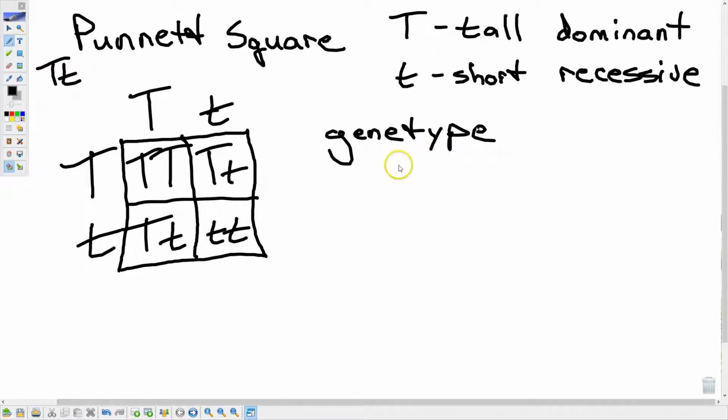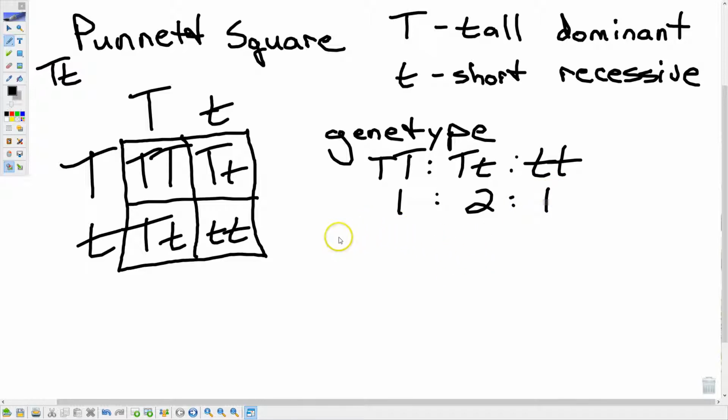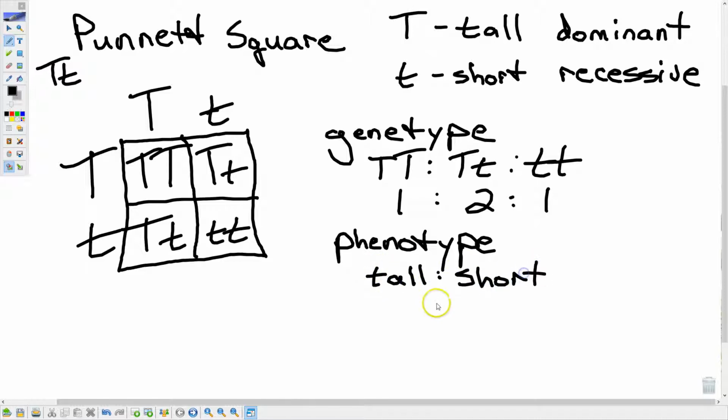So, if we now look at the genotypes, what is the ratio? And ratios are simply numbers. What is the ratio of homozygous dominant to heterozygous to homozygous recessive? The ratio is 1 to 2 to 1. The phenotype, what do we actually see? The phenotype ratio of tall to short is 3 to 1.